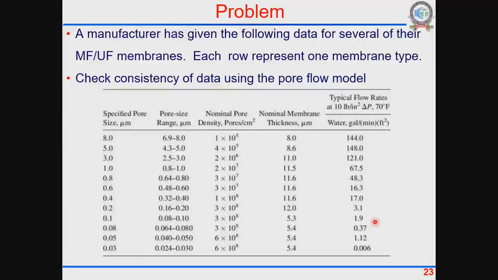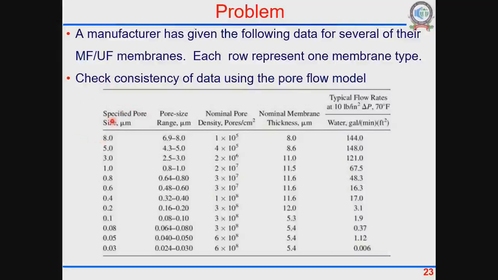Here is another problem. Imagine that a manufacturer has given the following data for several of their microfiltration or ultrafiltration membranes. Each row represents one membrane type. For example, this row is for one membrane type, another membrane type, third membrane type, fourth membrane type, and so on and so forth.